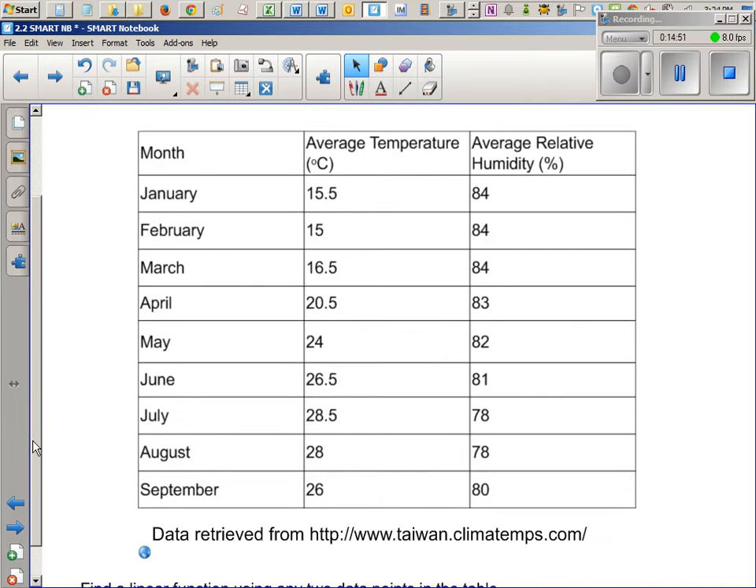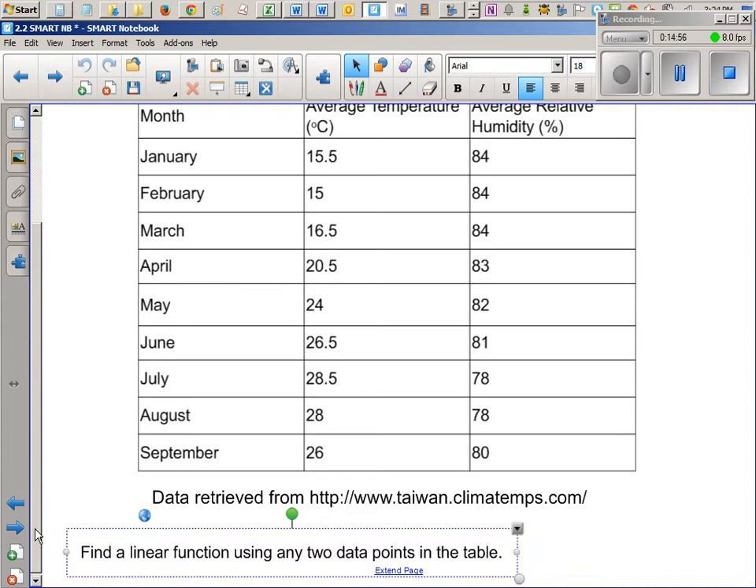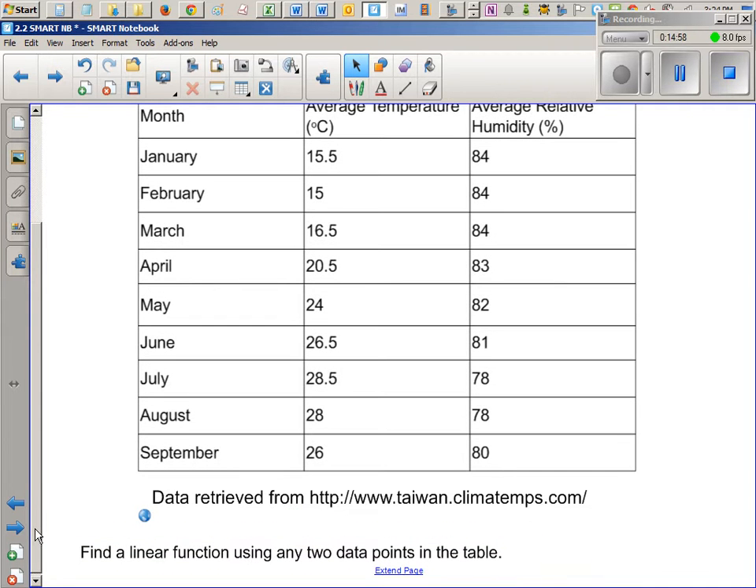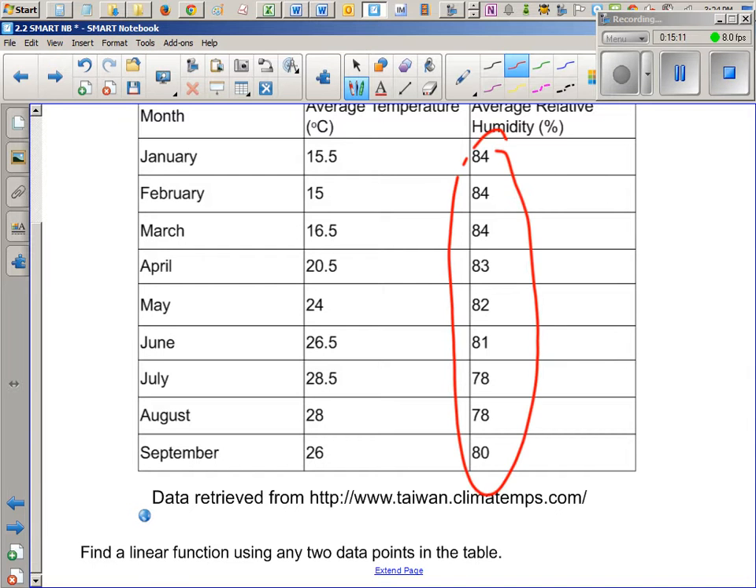Now, what happens when we try to study this data? Well, we notice, first of all, that if you plot it, it does increase if you're doing relative humidity versus average temperature. If you're doing average temperature versus relative humidity, you can see the relative humidities really don't increase much. In fact, they kind of go down and up and down and up.